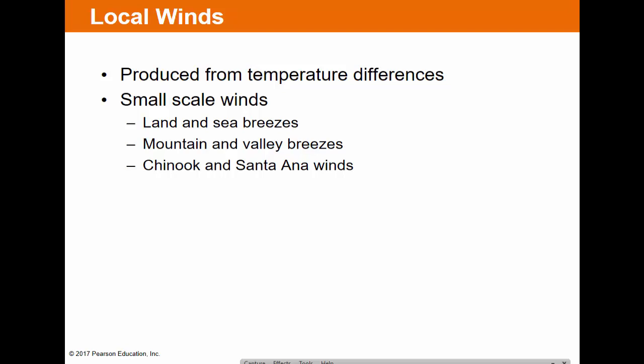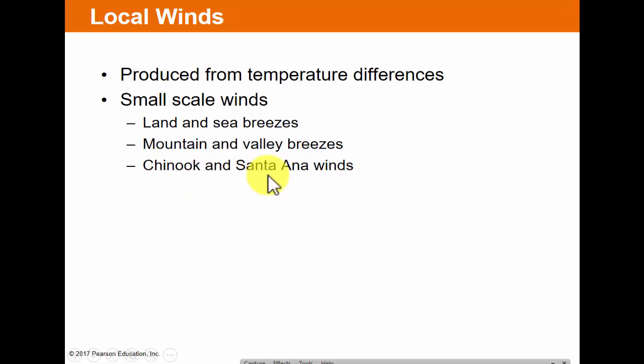Well, our local winds are also created by temperature differences. They just create smaller scale winds, and those smaller scale winds are a combination of land and sea breezes, mountain and valley breezes, and essentially what we refer to as downslope winds. And downslope winds have a couple different names, but there's a Chinook wind and there's a Santa Ana we're going to talk about specifically in this book.